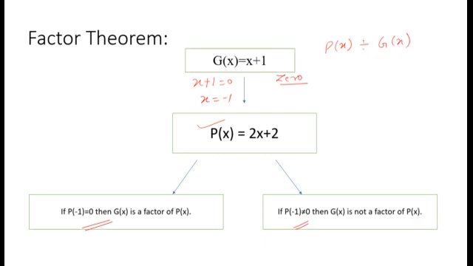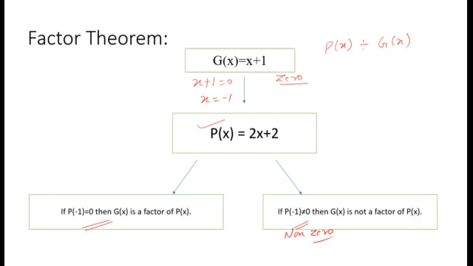When p(minus 1) gives you 0, that is the case; and when it gives you a non-zero value, that time it is very simple, g(x) is not a factor of p(x). So in this we understand that depending on whether the remainder is 0 or non-zero, we can talk about a factor or not a factor.